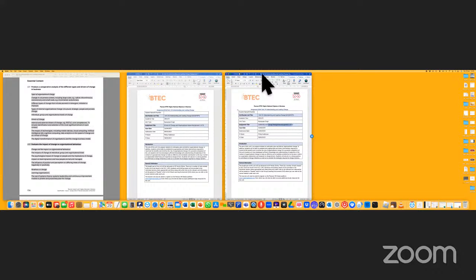This is something you have to keep in mind when approaching Pearson assignments in the course, because this is going to be one of the first ones, or the second one, that you're going to be submitting as far as the unit is concerned.